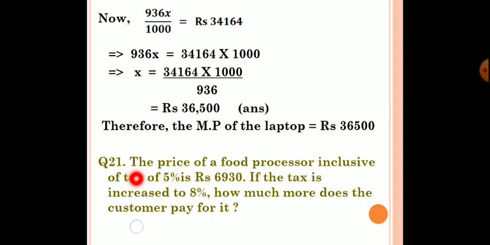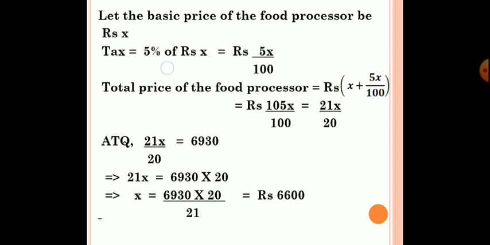Next, question number 21. The price of a food processor inclusive of tax of 5% is rupees 6,930. If the tax is increased to 8%, how much more does the customer pay for it? Now, let the basic price of the food processor be rupees X. So tax is equal to 5% of X, that is rupees 5x by 100.